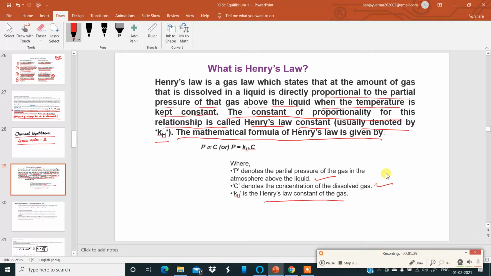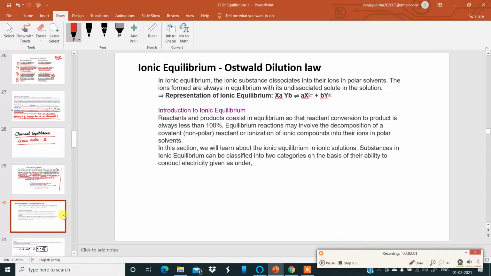So this much information is sufficient for you in this chapter. If any numericals come, they will be based on this formula only, where the value of P will be given, C will be given, and you have to find KH, or KH will be given, C will be given, and you have to find the partial pressure. Direct problems.